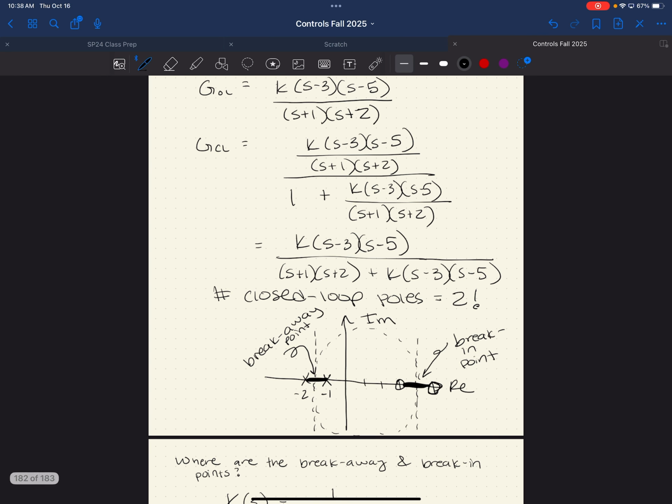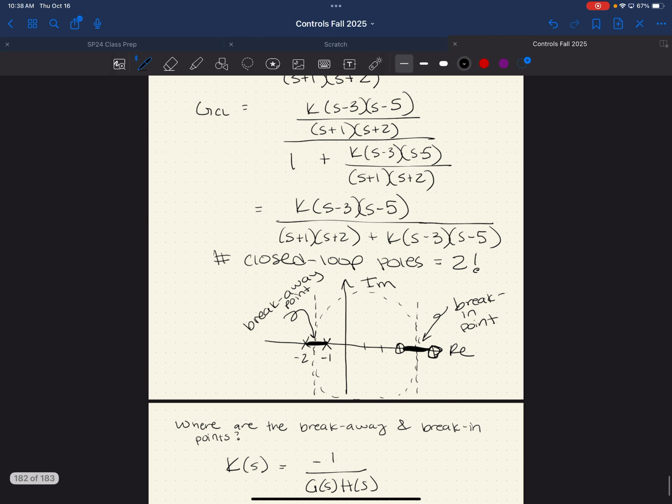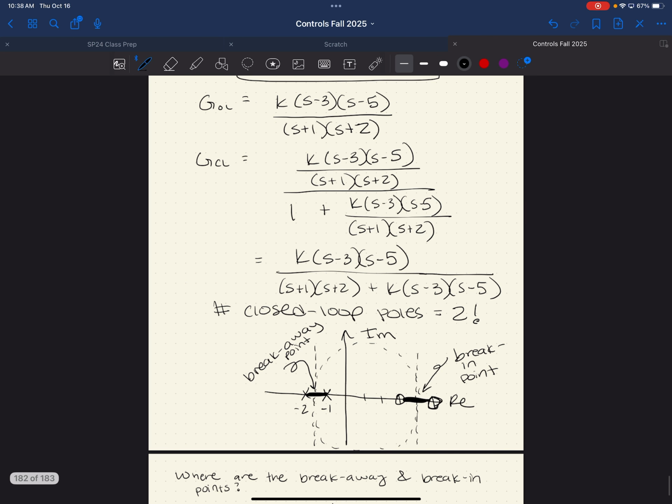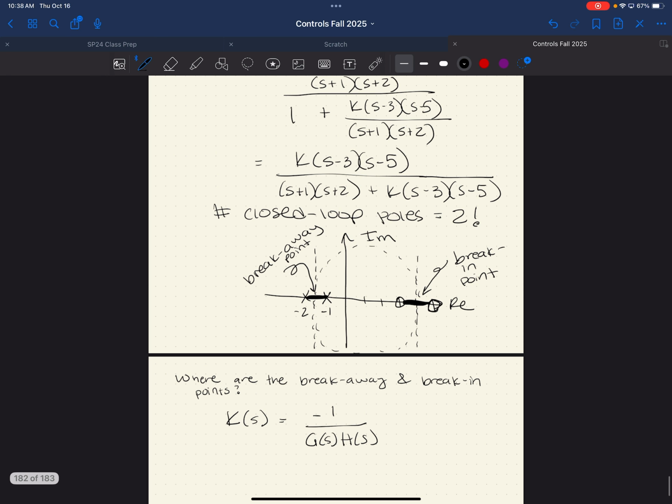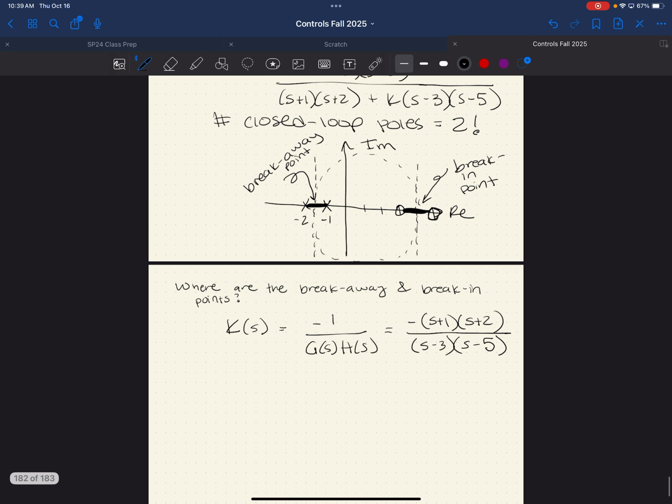Okay, so this should be the same as just taking the negative inverse of my transfer function. So I should get minus S plus 1, S plus 2 over S minus 3, S minus 5. And if I plug in only real values of the S-plane, I'm actually going to go ahead and FOIL this too. So a couple of steps happening here.